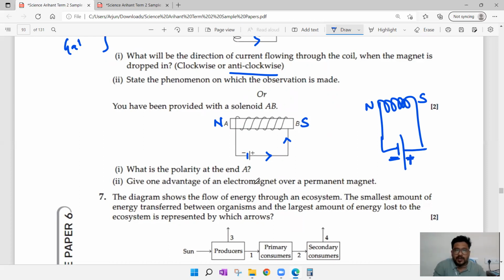Give one advantage of an electromagnet over a permanent magnet. An electromagnet will have a greater, strong magnetic field, and we can control the amount of magnetic field also. But in a permanent magnet, the amount of magnetic field is fixed. So that is the advantage.